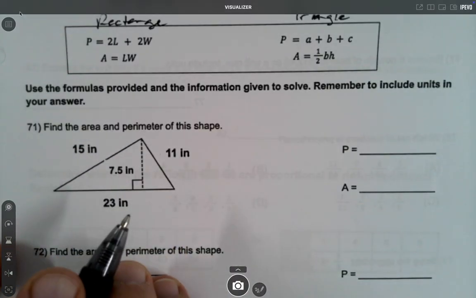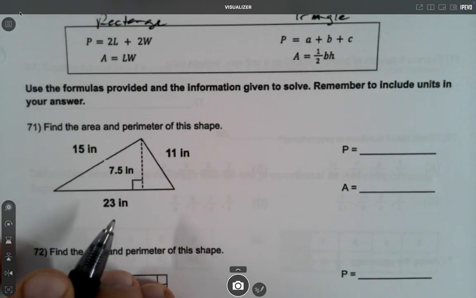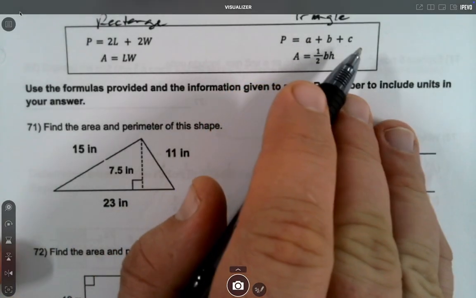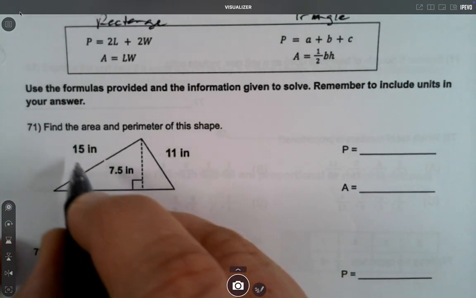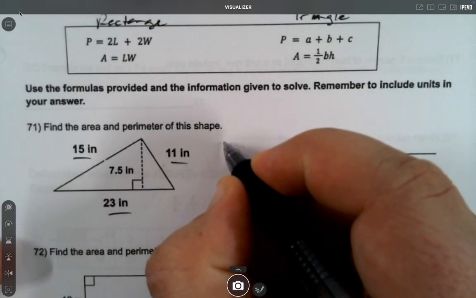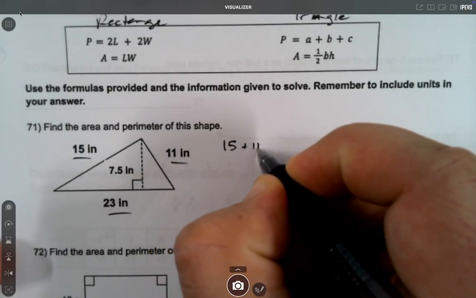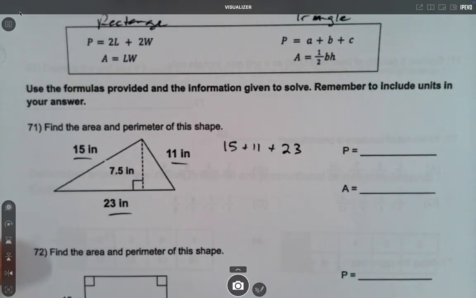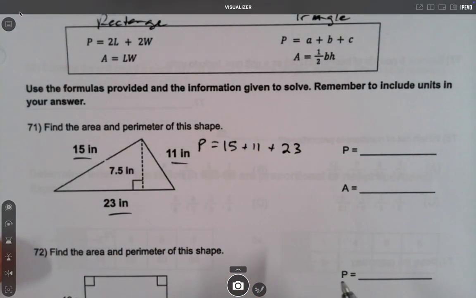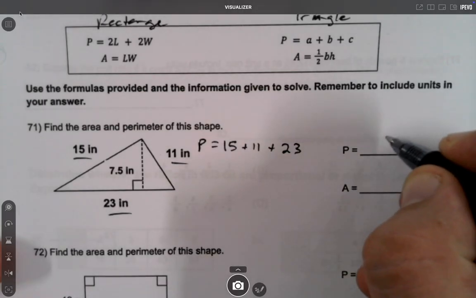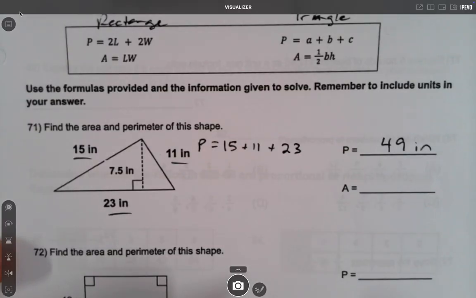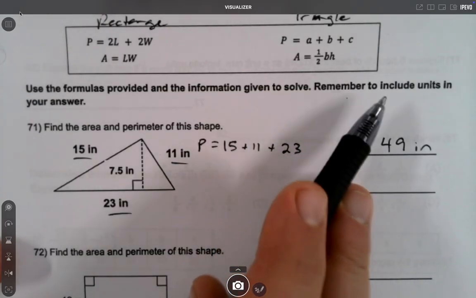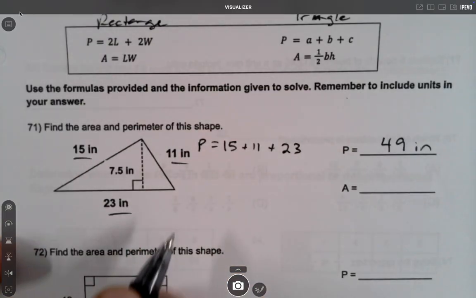This triangle, for the perimeter, we use A plus B plus C, meaning we just add together the 3 outside sides. So we got one here, here, and here. We have 15 plus 11 plus 23 for the perimeter. 15 plus 11 is 26, plus 23 is 49 inches. Don't forget to put the units. Remember to include units in your answer.